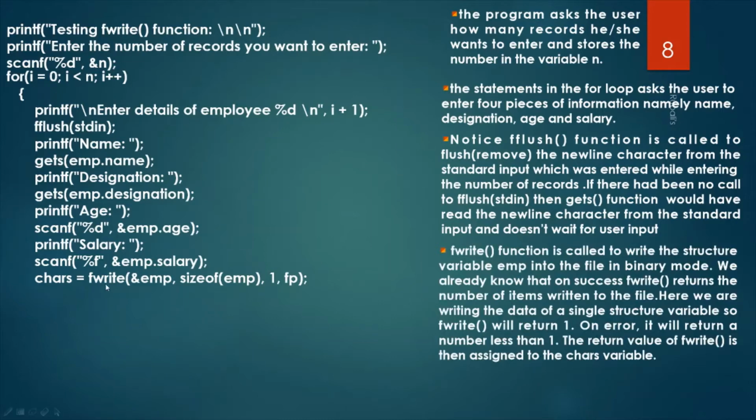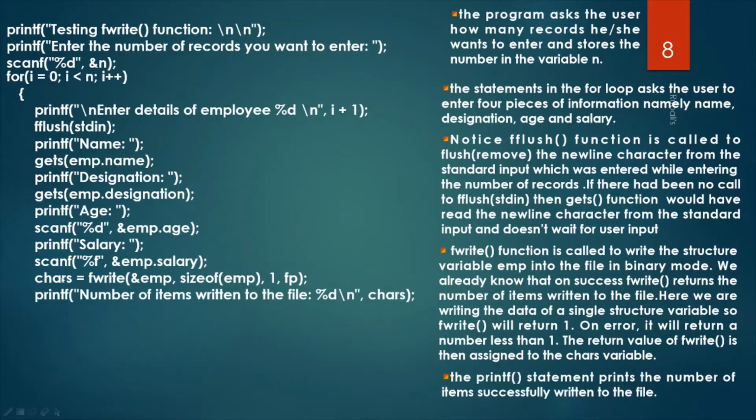Now this fwrite function is called to write the structure variable emp into the file in the binary mode. On success, fwrite returns the number of items written to the file. Here we are writing the data of a single structure variable, so fwrite will return 1. On error, it will return a number less than 1. The return value of fwrite is then assigned to the chars variable. Here, the printf statement prints the number of items successfully written to the file. Then finally, fclose(fp). The fclose function is used to close the file.